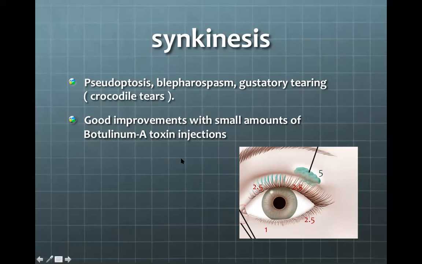So in these cases, the treatment is to give Botox injections to the muscles involved or the lacrimal gland. For the muscles, I usually give 2.5 units in the medial part and temporal part. In the lower eyelid, 1 unit in the medial part and 2.5 in the temporal. This is to prevent inhibiting the pump. And for the lacrimal gland, usually 5 units will decrease the tearing.